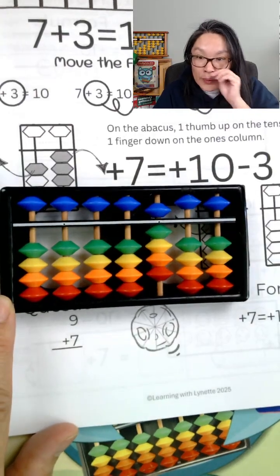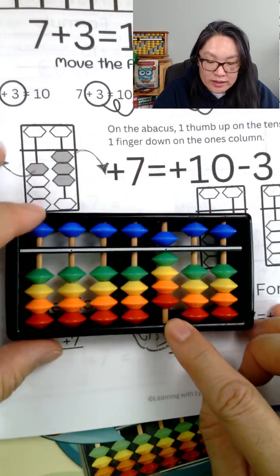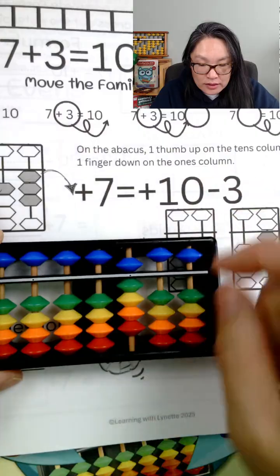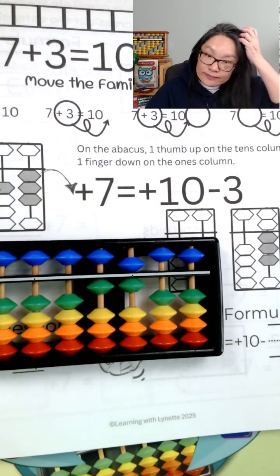Yeah. So here we want to add the 7. Notice we don't have enough beads to add the 7 here. So what do we do? This is where we have to go to plus the 10, right? Plus the 10, and then take away the 3. And so then my answer is 16.